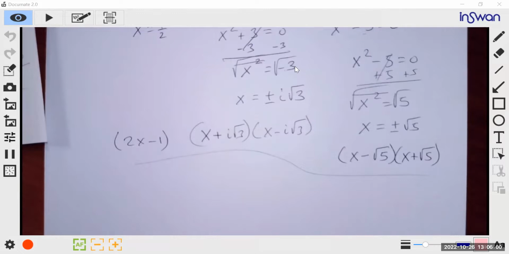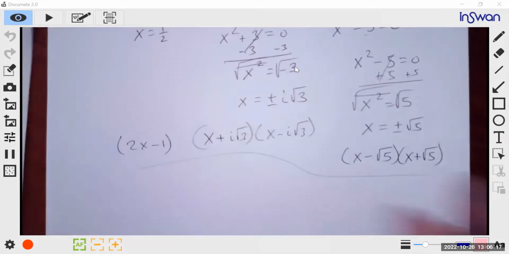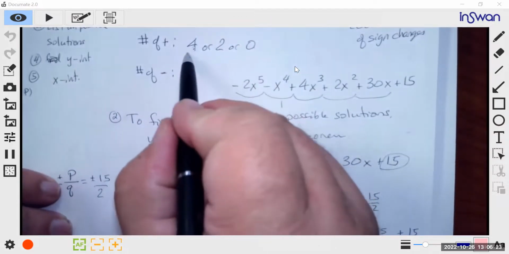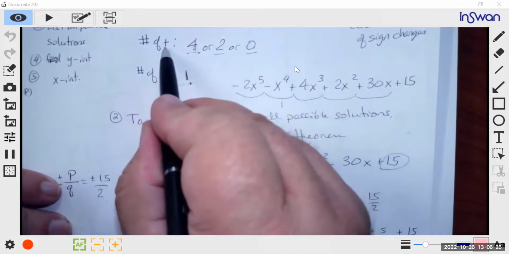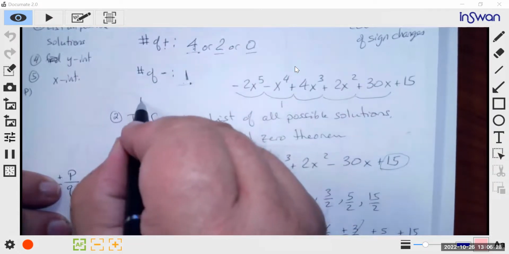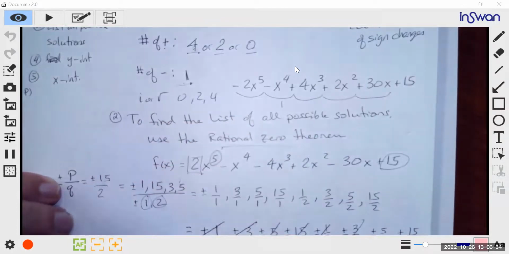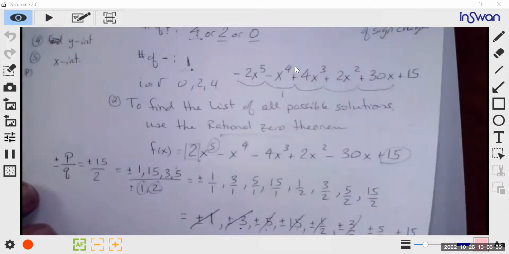Which sucks. It's a lot of work. I was hoping, I just picked one from the book. I was hoping it was going to have nice answers. Oh, I was wrong. But you at least see what happens if none of the answers work. Because remember, we knew we had to have one negative answer. We can have either 4, 2, or 0 positive answers. And then imaginaries or radicals, we can have 0, 2, or 4, because they have to come in conjugate pairs. And that's exactly what happened.